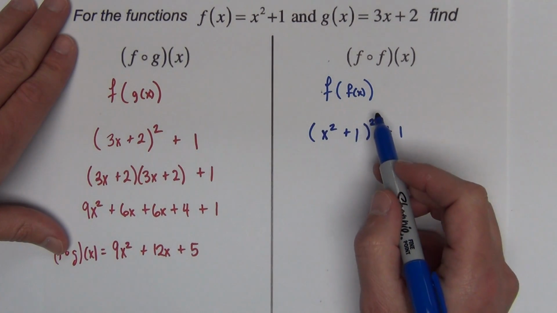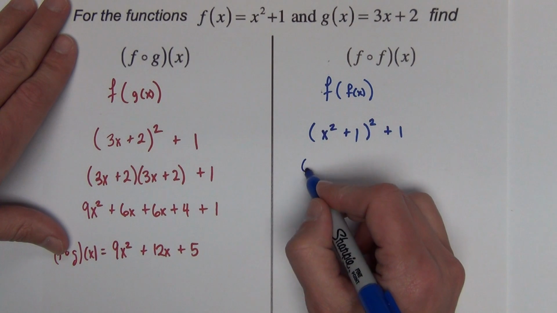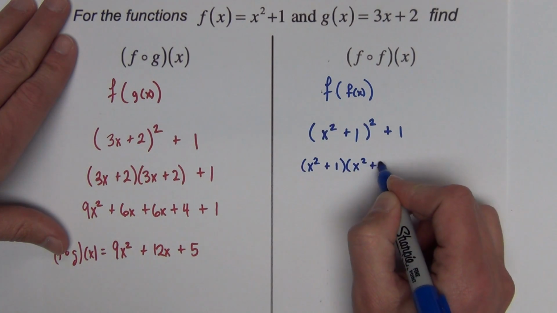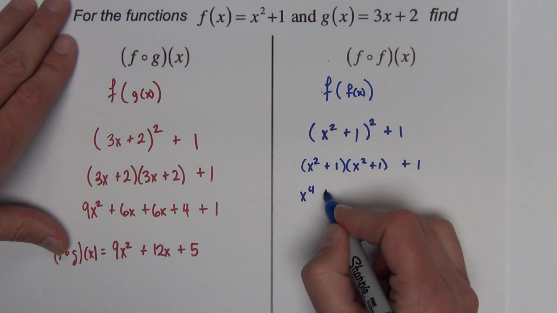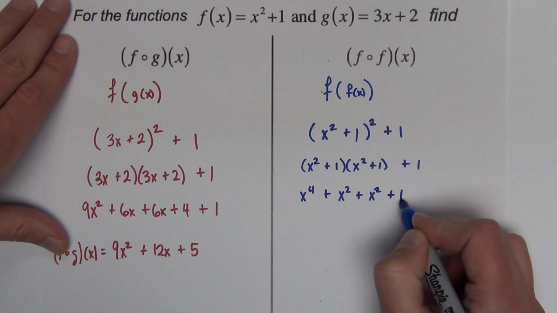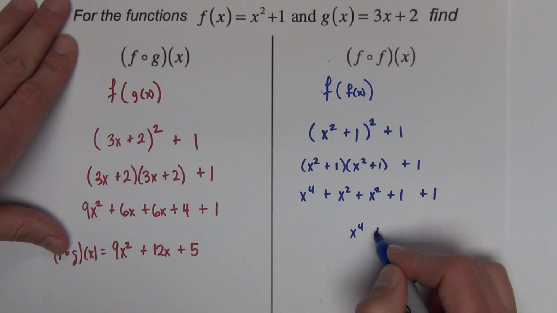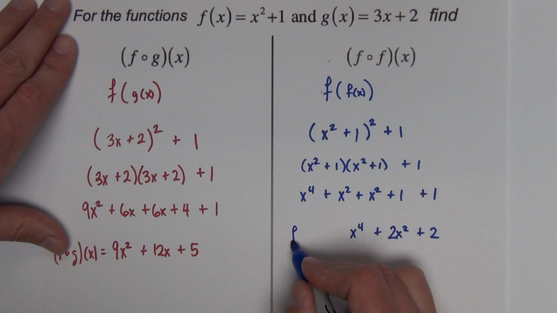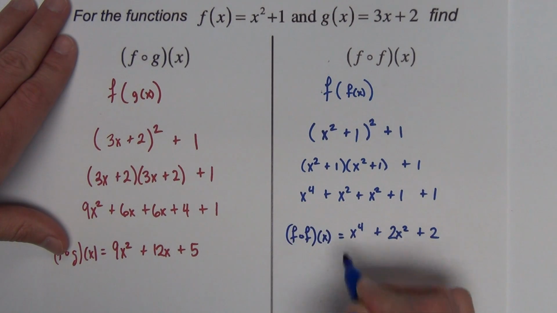So this again becomes a square binomial, a FOIL type problem. I'll do x squared plus 1 times x squared plus 1 plus the extra 1. I FOIL this to x to the 4th plus x squared plus 1 plus the extra 1. So this is x to the 4th plus 2x squared plus 2. There is f of x.